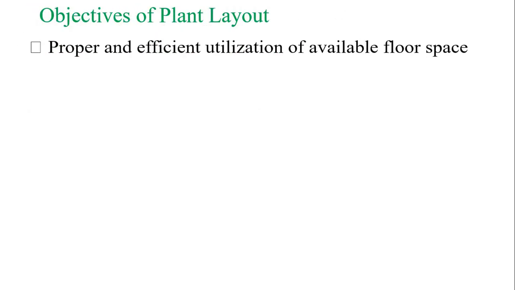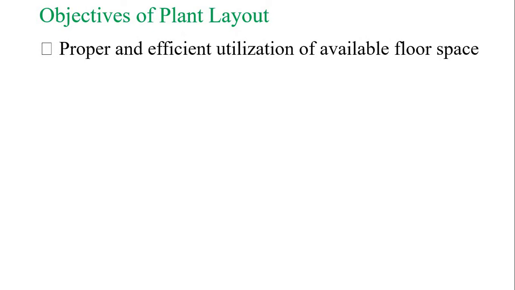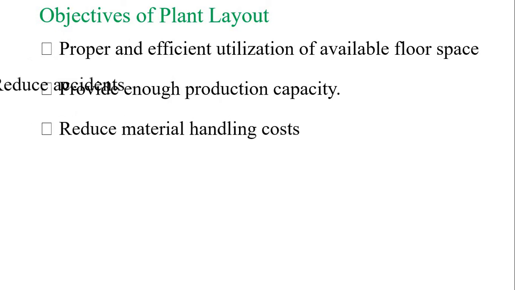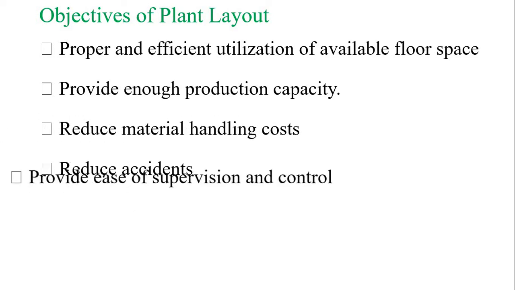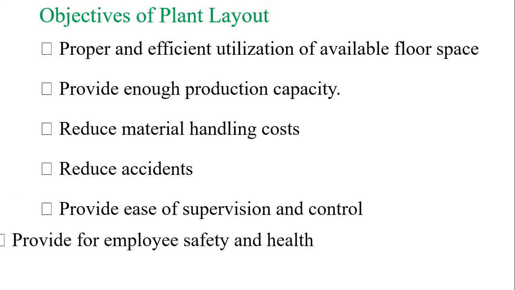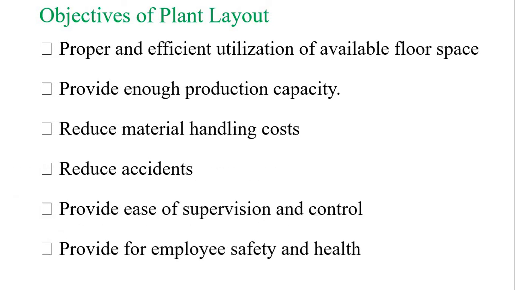Objectives of plant layout. The main objectives of plant layout are: proper and efficient utilization of available floor space, provide enough production capacity, reduce material handling costs, and reduce accidents. If they have a well planned layout, definitely they can reduce the accidents. Provide ease of supervision and control. Provide for employee safety and health. These are all the various objectives of plant layout.